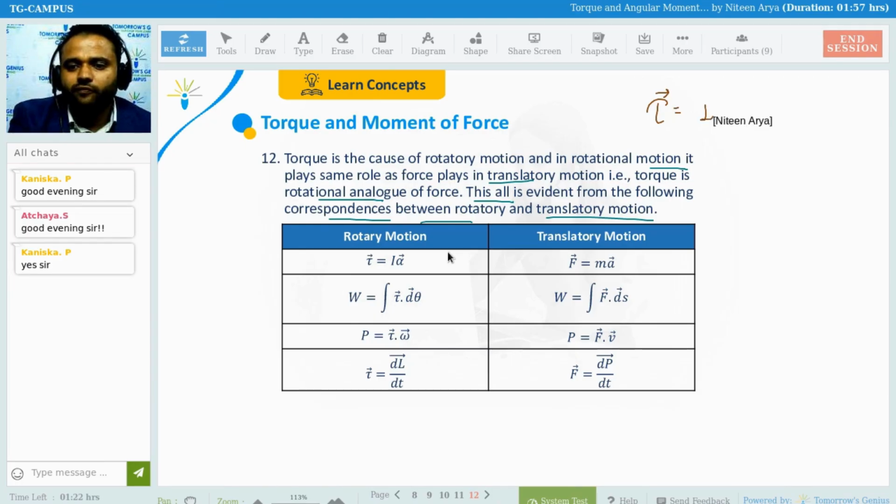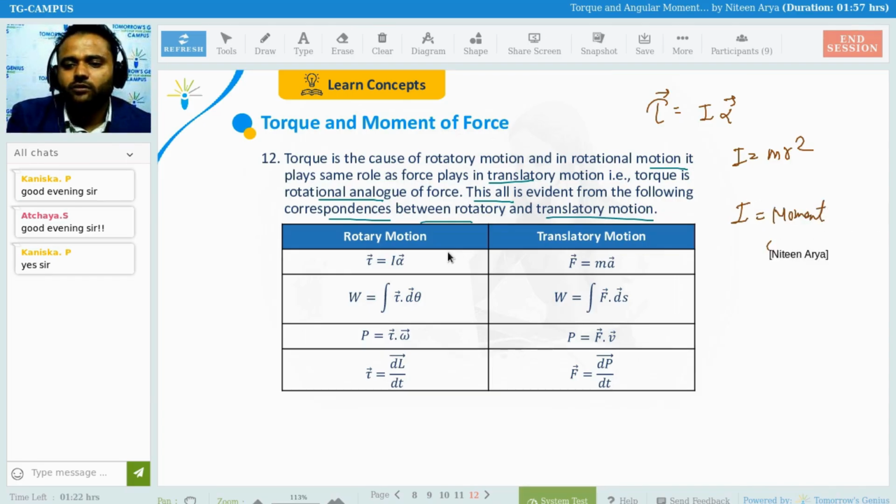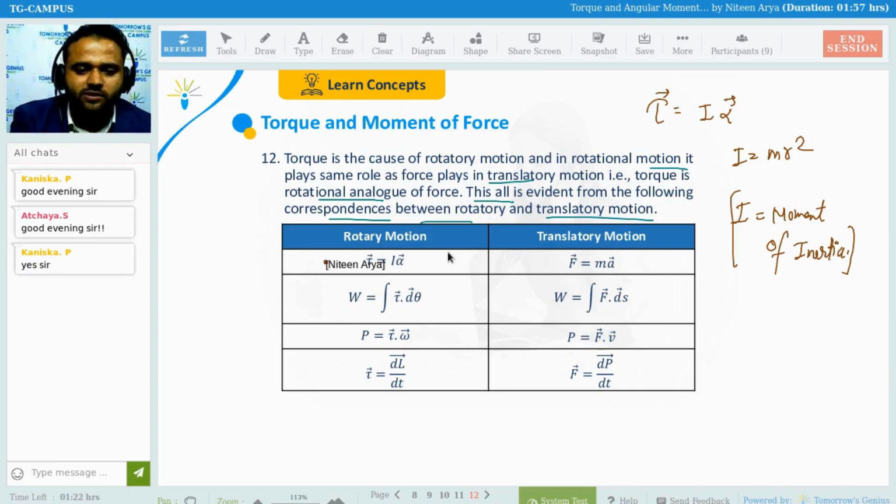Torque tau equals I alpha. Basically I is going to be mr square for any particular object. How so? Because torque tau is r cross F, and if I divide this by alpha, I get I, which is mr square. I is basically the moment of inertia, which plays the same role as mass in translation. As we know, force equals mass into acceleration. In the same sense, we have torque tau equals I alpha.